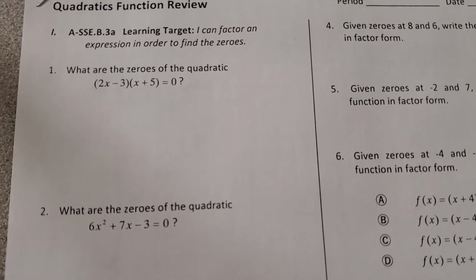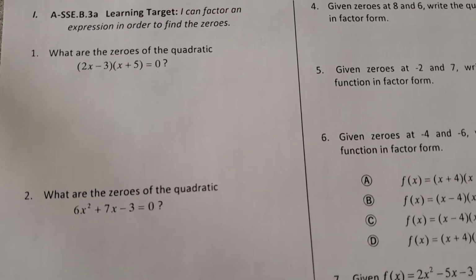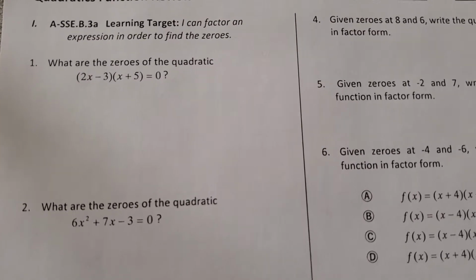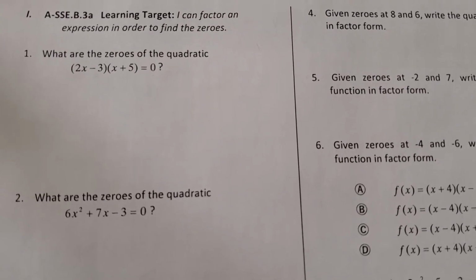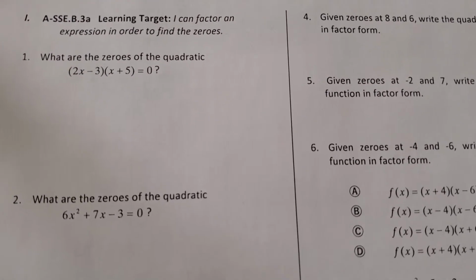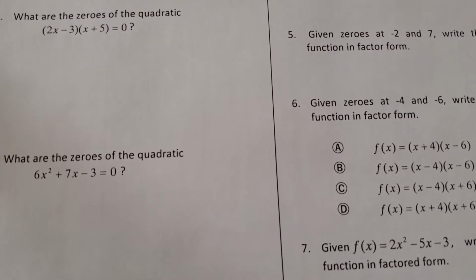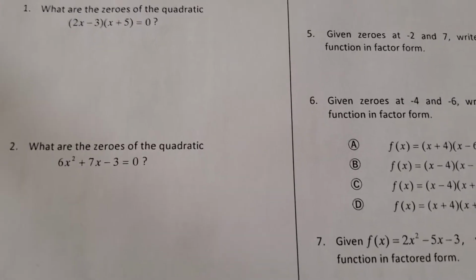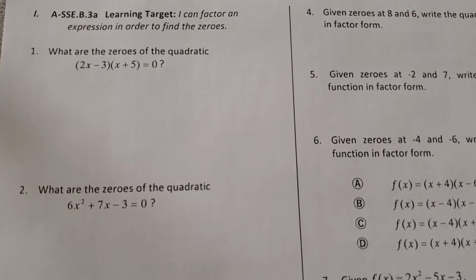Alright guys, so I'm going to be doing the study guide for the test on quadratics. So question 2 is asking what are the zeros of the quadratic. So step 1 to finding the zeros of the quadratic is getting the function into factor form. Look, for us, this is already in factor form. So it's going to be easy.